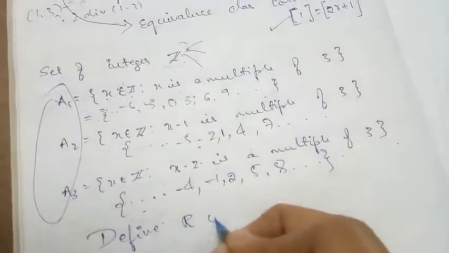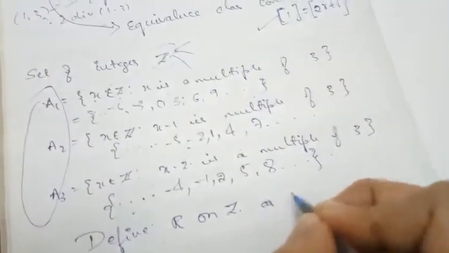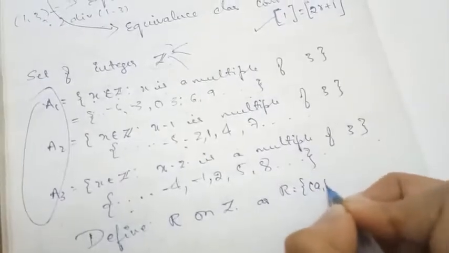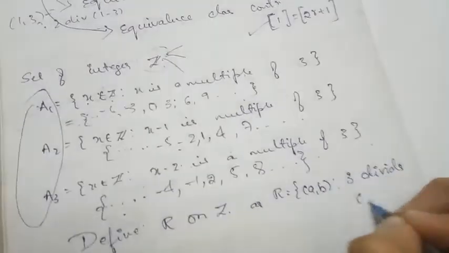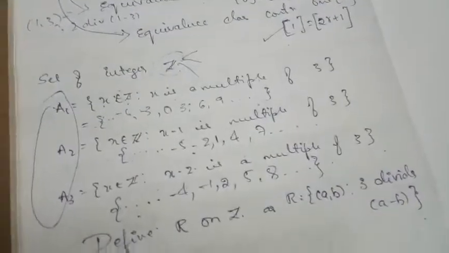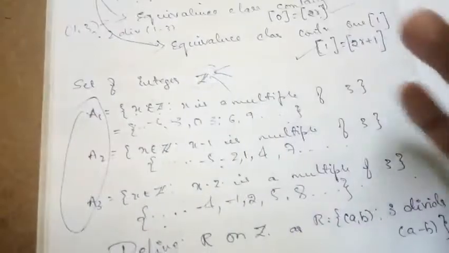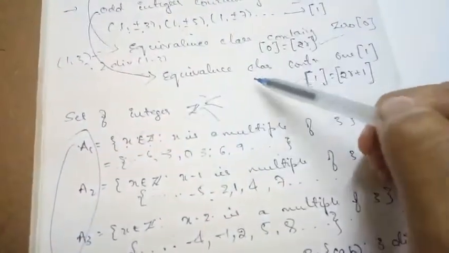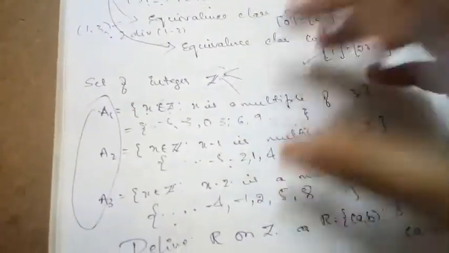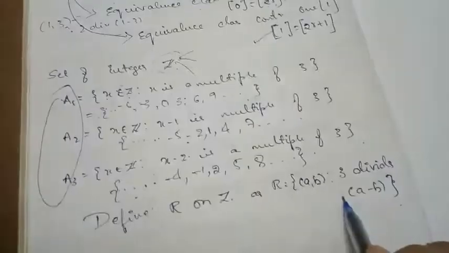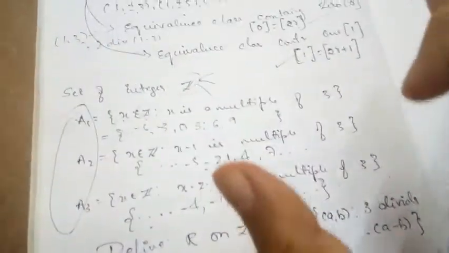a relation R on the set of integers as R is equal to (a, b) such that 3 divides a minus b, right? 3 divides a minus b, by clubbing these three. So in the beginning we had given a relation and then we divided it into sub parts. Suppose I start with the sub parts, the reverse of that, and then define a general relation, even this also satisfies the equivalence class definition. That is what I am going to say with this example.